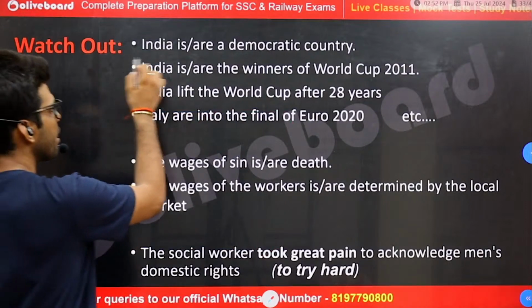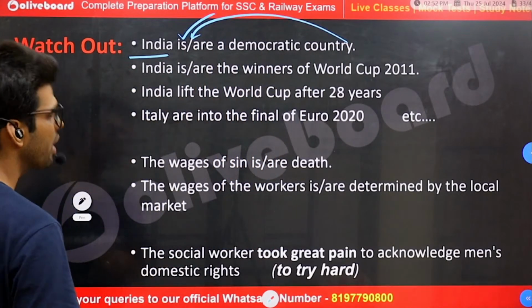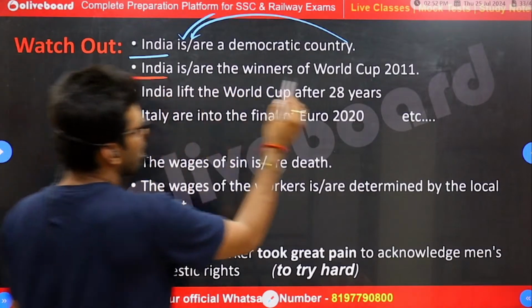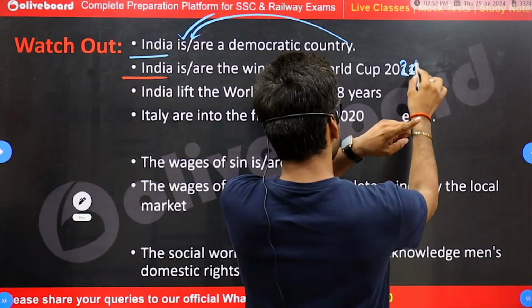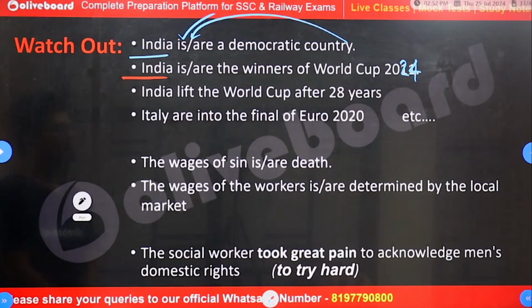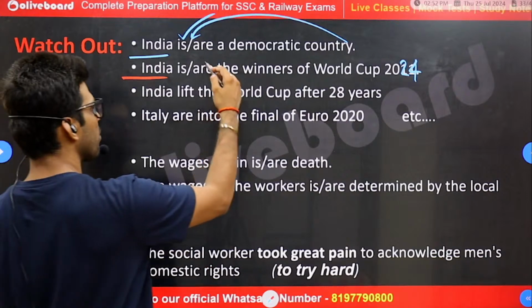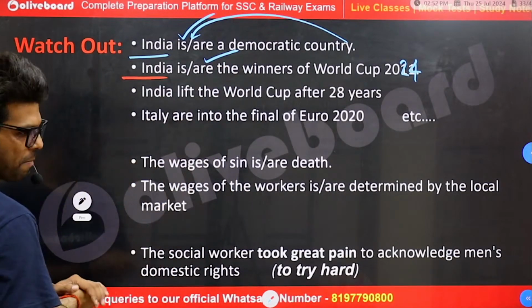India, when it is a country, will of course be just one country. India is a democratic country. But I should edit this sentence of mine. There must be a thumbs up from your side as well. Can I say, India are the winners of World Cup 2024? India are winners of World Cup 2011, 1983.